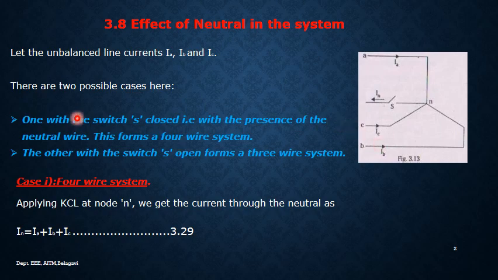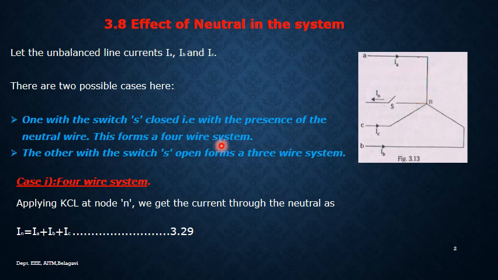One is when switch S is closed, that is, in the presence of the neutral wire, it will form a four wire system. So when switch S gets closed, the given system will be a four wire system, that is, it will have lines A, B, C along with the neutral wire.